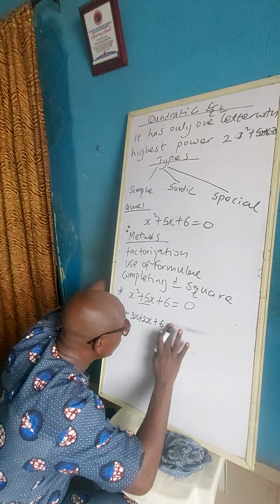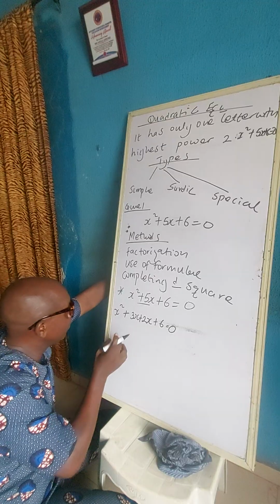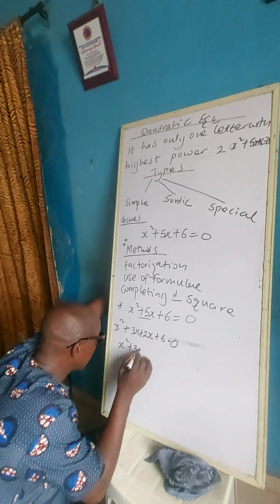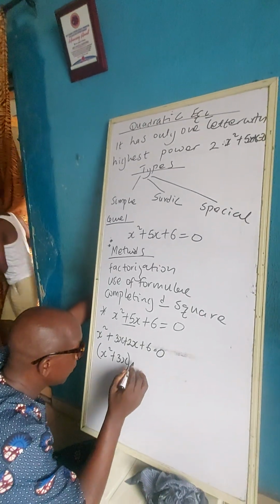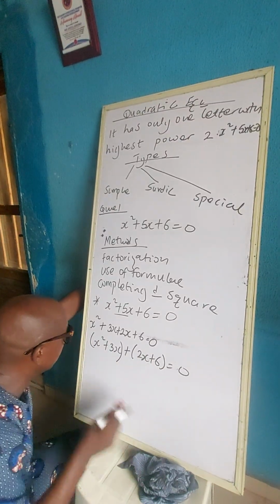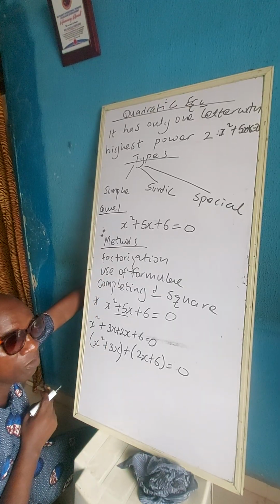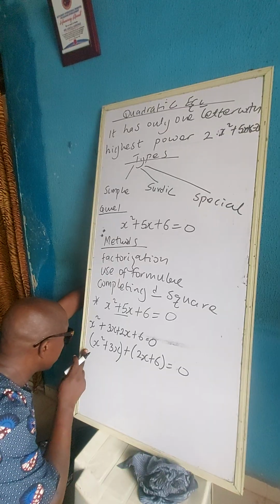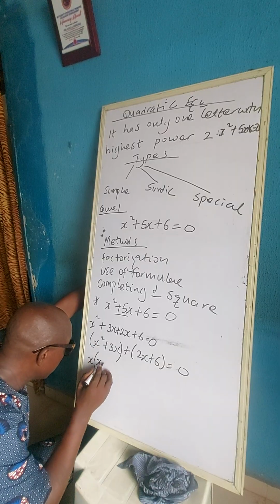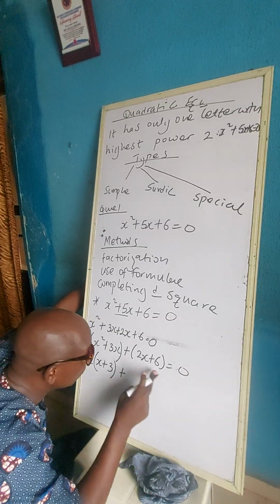That becomes equal to 0. It has become 4. That means you can pair it, and once you pair it, then you can factorize it. It becomes x squared plus 3x, pair it, plus 2x plus 6 equal to 0. Pair it. What is common? Factorize. That is why factorization comes into place. What is common? x is common. Bring it out. This one remains x, plus this one remains 3. Close the bracket. Plus. What is common?